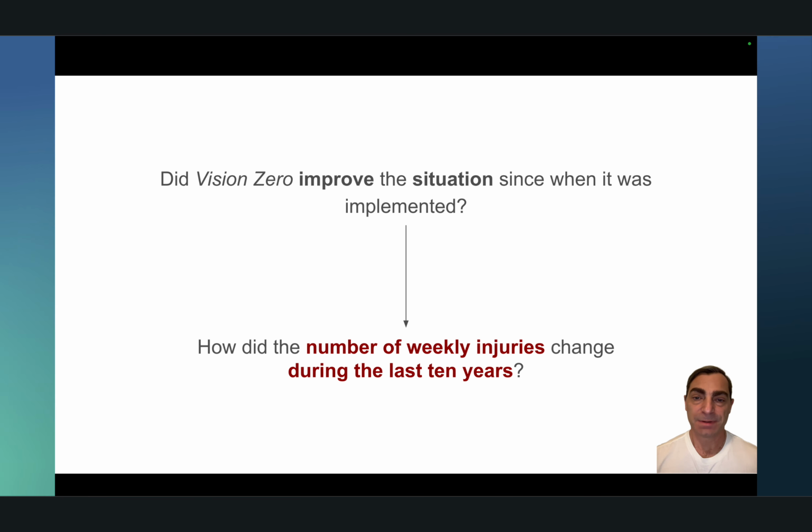So now let me give you a couple of examples of how a domain question can be translated into what I call a data question, where a data question is something that can be answered directly with the data that we have through a visualization. So did Vision Zero improve the situation since when it was implemented? This can be translated into how did the number of weekly injuries change during the last 10 years? So that's something that I can directly visualize and extract from the data.